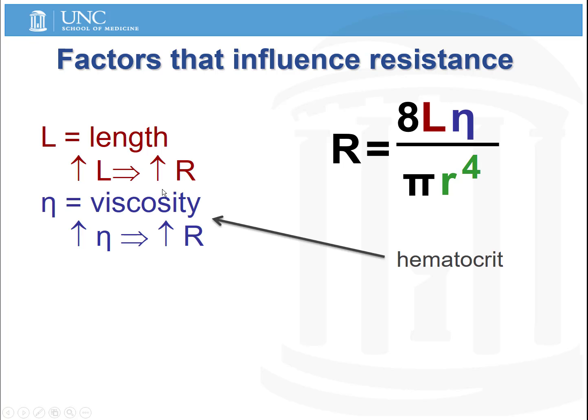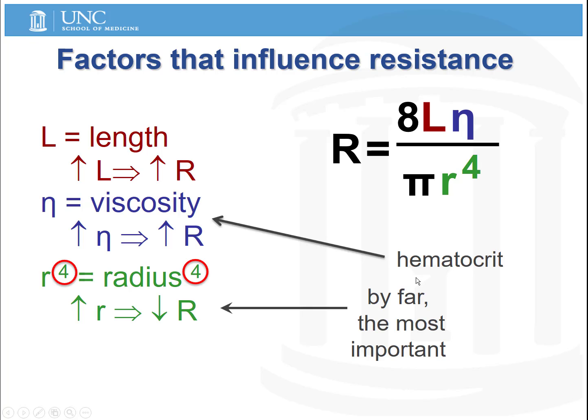Of course, in the body, the length of the blood vessels is anatomically set and is not physiologically regulated. The next factor we'll look at is viscosity, or how thick the fluid is. So increasing the viscosity increases the resistance because there's more shear forces between those layers of fluid. So in the body, the blood viscosity is determined by the hematocrit. The greater the proportion of blood that's made up of red blood cells, the greater the viscosity of that blood and the more resistance is present.